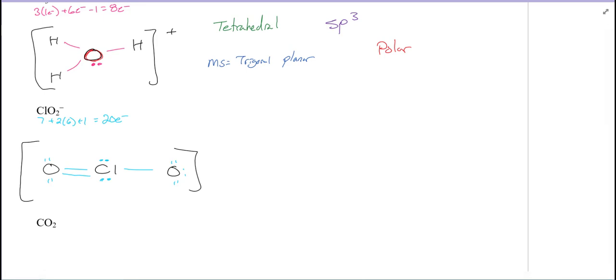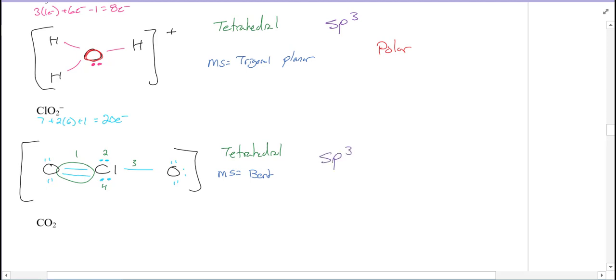Electron pair geometry. This is 1, 2, 3, 4 pairs, tetrahedral. Shape. The molecular shape is, of course, bent. And then we have hybridization, sp3. Is this polar? Yes, it is. It is bent with oxygen on the outside.